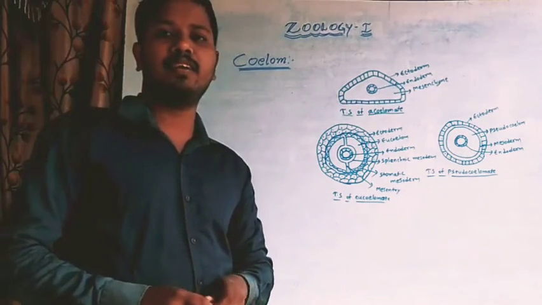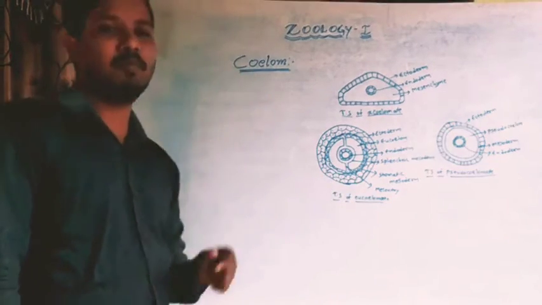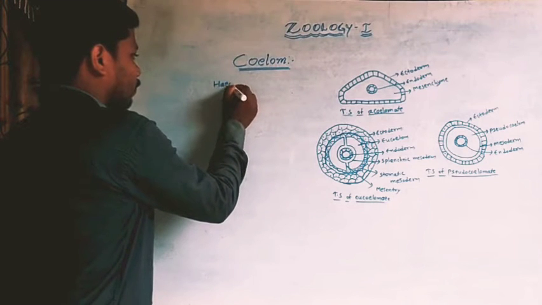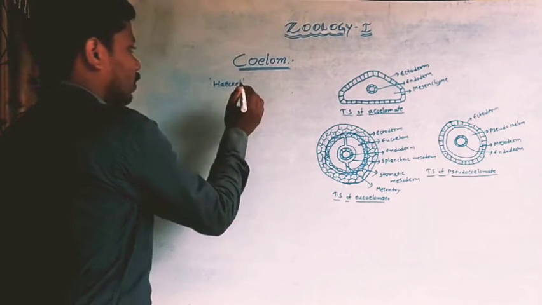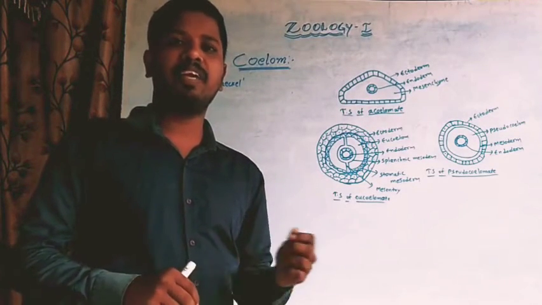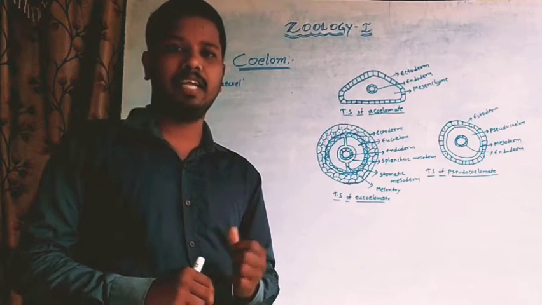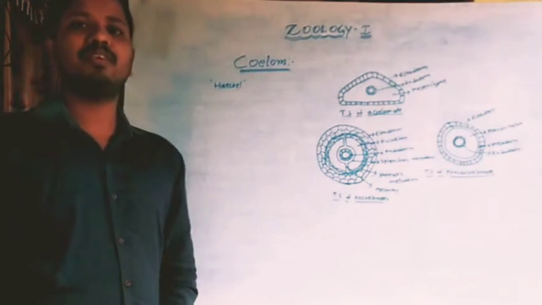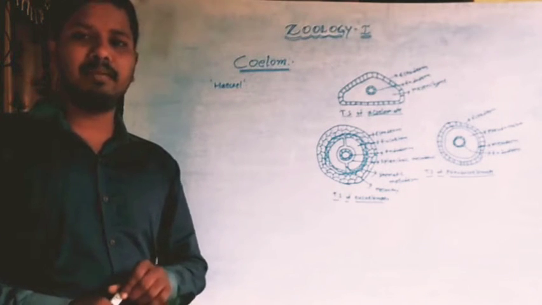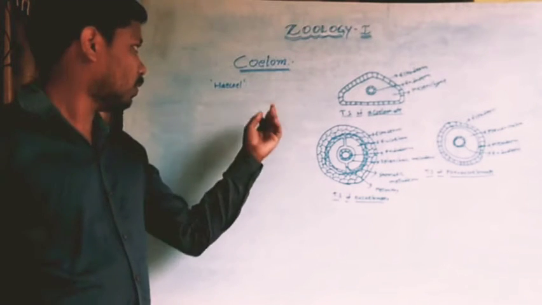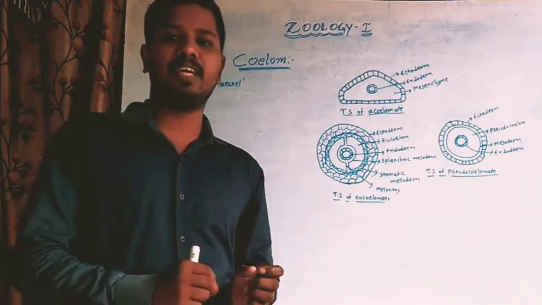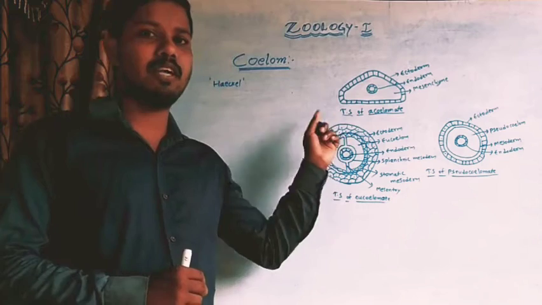Dear students, in this session, I am going to explain about the coelom. The word coelom was coined by Haeckel. The cavity lying between the body wall and alimentary canal is considered as coelom. This coelom is lined by the mesodermal epithelium. So the definition of coelom is the cavity lying between the body wall and alimentary canal.